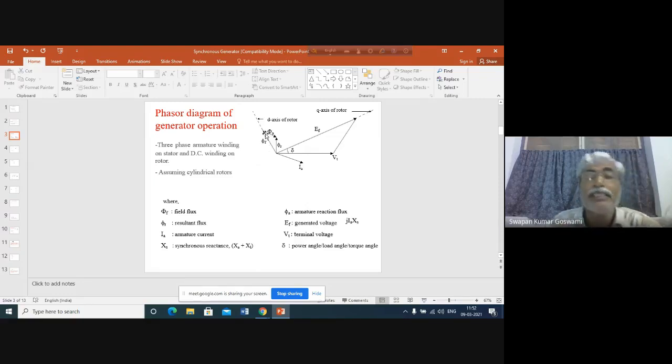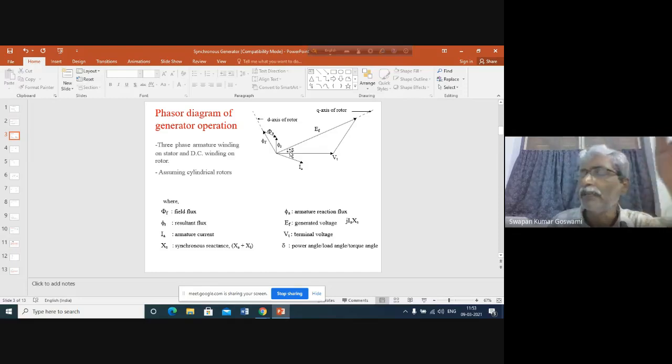As a result, there is an effect on the delta value also. This variation in delta is due to the variation of field current, as a result of which armature current also varies, not just increases, because it will depend upon the increase or decrease of field current. Armature current also varies, so delta is also varying.